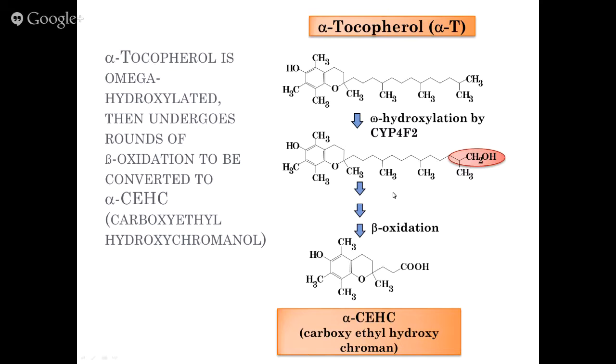Then there are several rounds of beta oxidation, just like you would see with a branched chain fatty acid or a regular fatty acid. And then you end up with this molecule carboxyethyl hydroxychromanol, and it's got a carboxyl group on it. So this pathway was really discovered looking at gamma-tocopherol, because if you eat a lot of gamma-tocopherol, you end up with a lot of gamma-CEHC excreted in the urine, and it actually seems to increase sodium excretion.